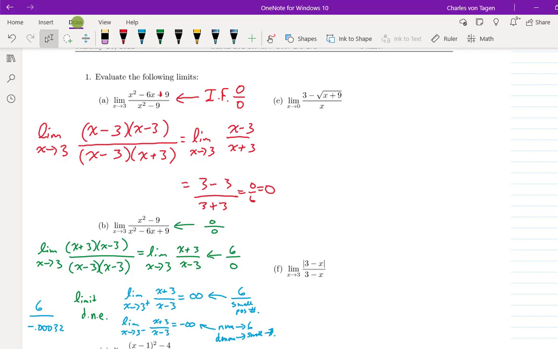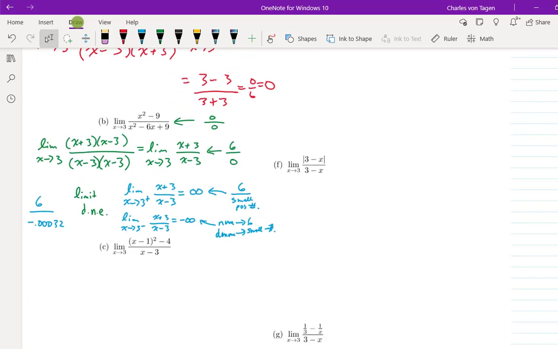I couldn't have guessed. This one had the indeterminate form 0 over 0, and I got an answer, 0. This one had the indeterminate form 0 over 0, and the limit ended up not existing. I don't think you can look at some of these problems and immediately guess what the answer is going to be. We've got to break it down.